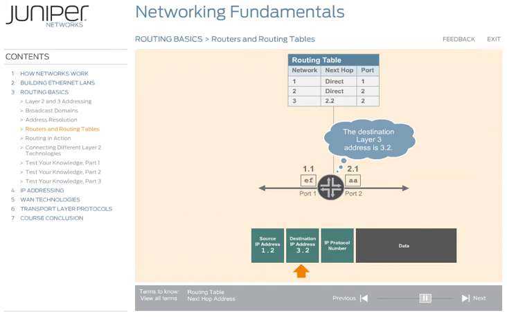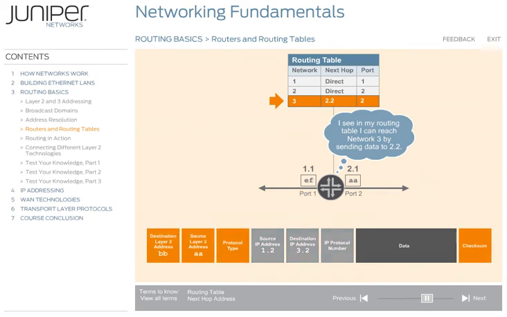for Network 3. It determines that it needs to send the packet to the next hop router, which is address 2.2 out port 2. At this point, the router adds a new Layer 2 frame, including the source MAC address and the next hop router's MAC address. We will go into this process in greater detail in the next section. Notice that this router only knows the next step or next hop to the destination network. It does not know the complete path. Through individual routing decisions made by routers at each step along the way, the data eventually reaches its destination.